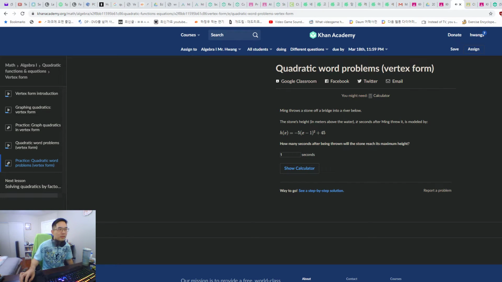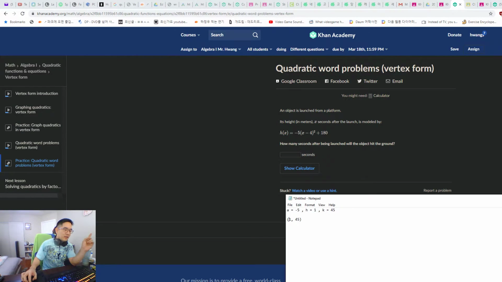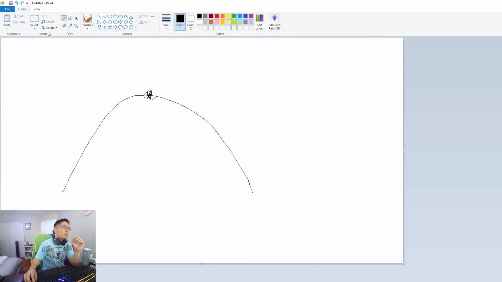Okay, 2 more. Let's see. Okay, this one's slightly different. You're throwing something in the air and you want to see when it hits the ground. I wouldn't mind if you get this one wrong, because I need to be there to show you how it's done. So basically, you throw something, right? Let's see. You throw something.